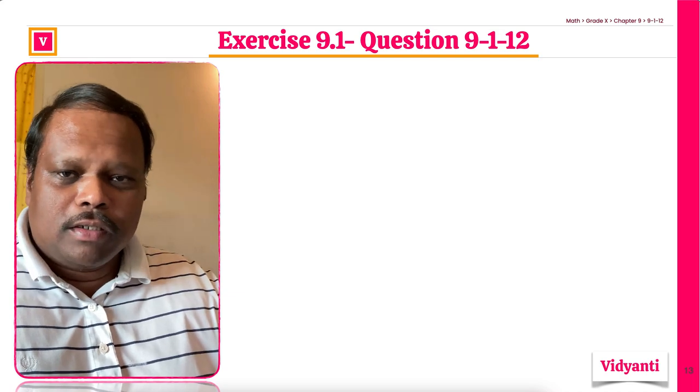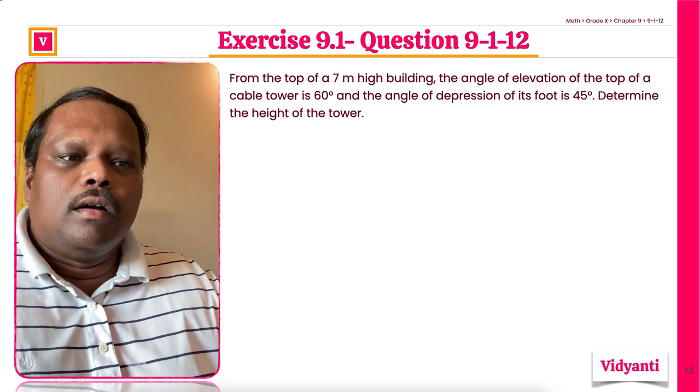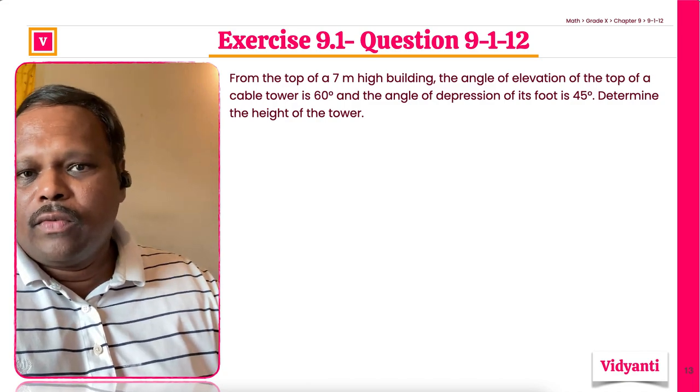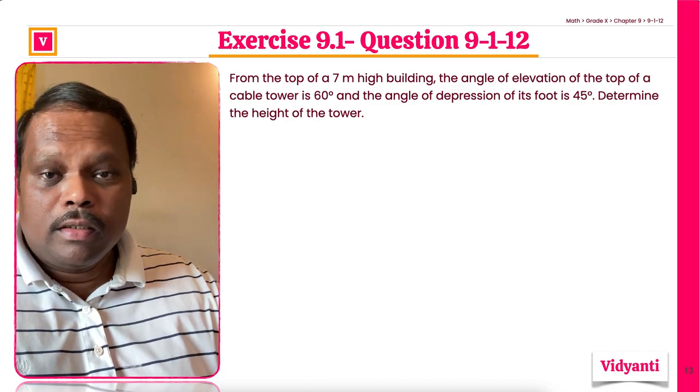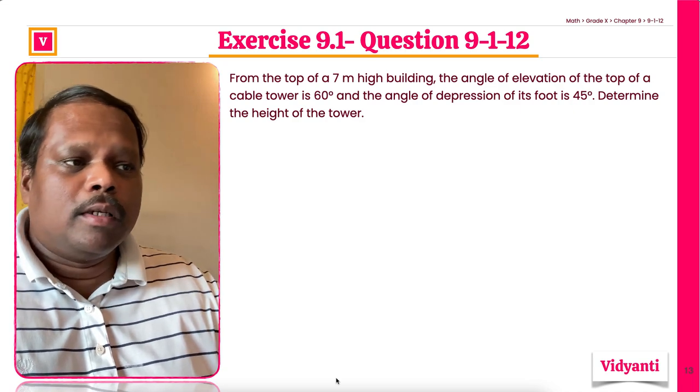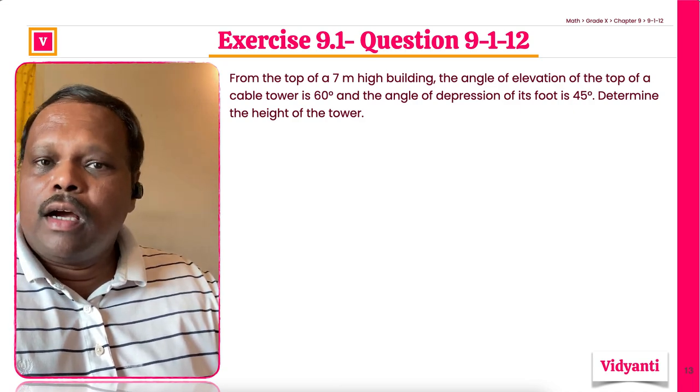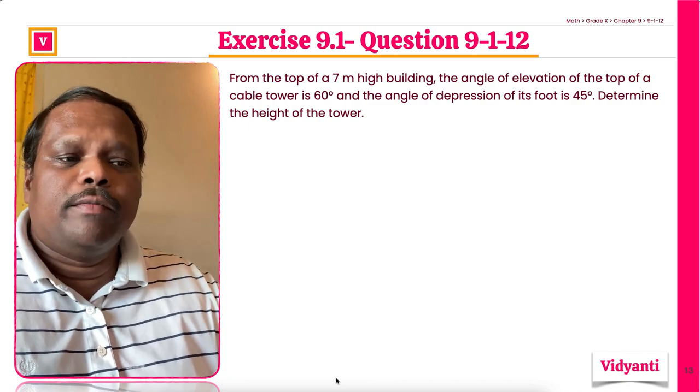Let's see the next question in this exercise. From the top of a 7-meter high building, the angle of elevation has been given as 60 degrees and the angle of depression has been given as 45 degrees. We are supposed to calculate the height of the tower. So let's see the diagram for this one.